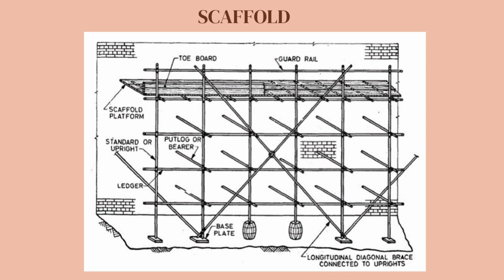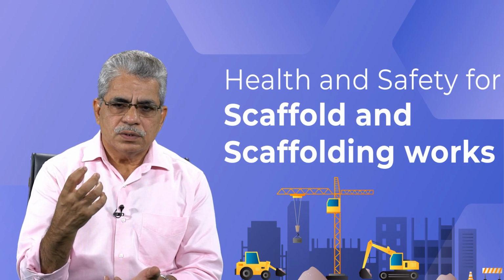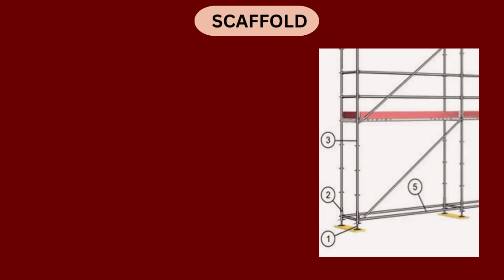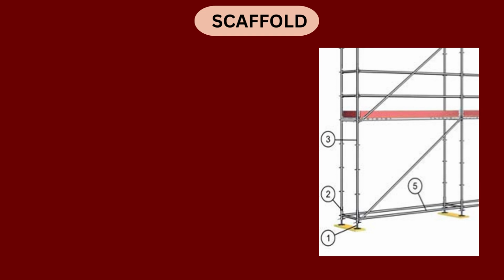Here you see a graphic of the scaffolds. Different parts are shown here. So this is a view of the scaffold, how it looks and what it is made up of. Now to look closely at its components, here you see in this graphic numbers 1, 2, 3, 4, 5. These are the different components of the scaffold. Number 1 is the adjustable base plate. The number 2 component is the base collar.